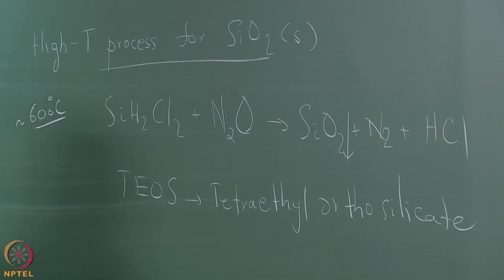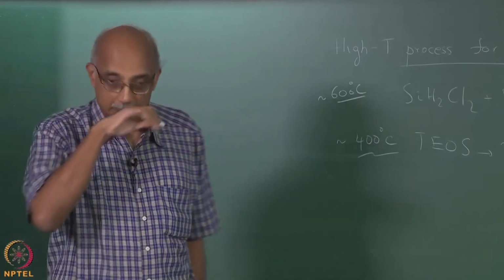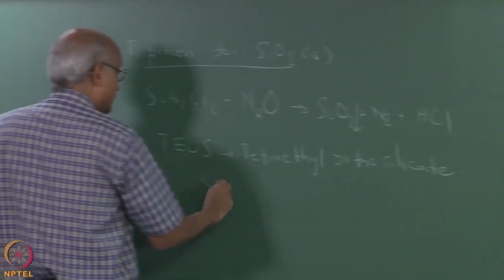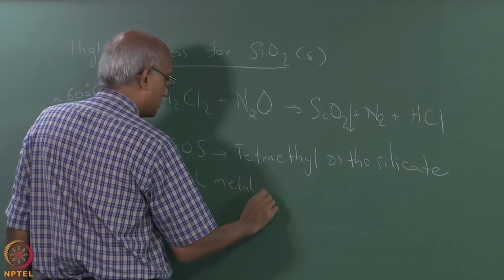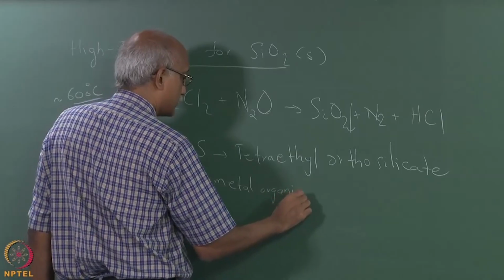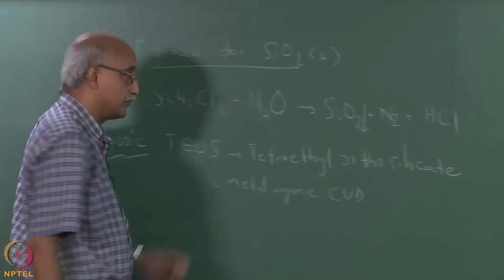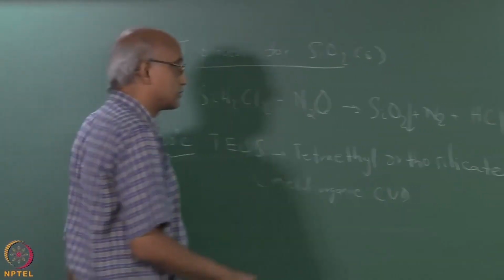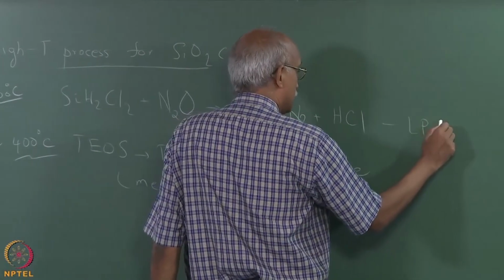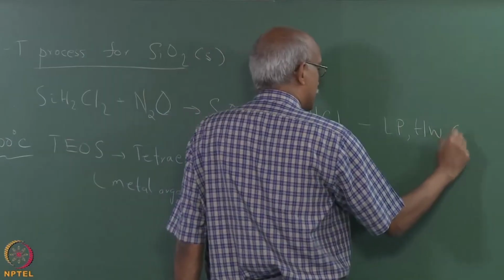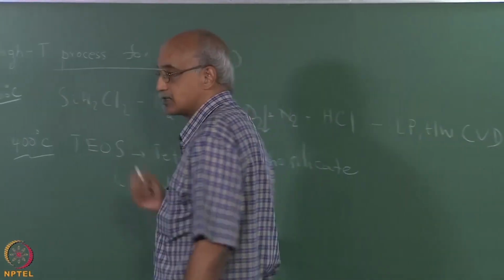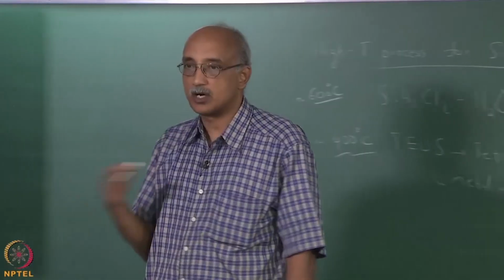TEOS can be used to get SiOx film even at temperatures as low as 400 degrees centigrade. So, it is a lower temperature option. Obviously, this is what we would call a metal organic CVD process or MOCVD. This process is what we normally term LP HW CVD, where LP stands for low pressure, HW stands for hot wall.